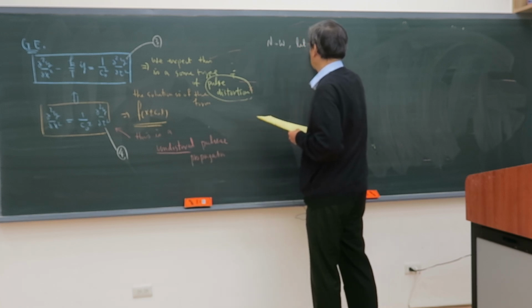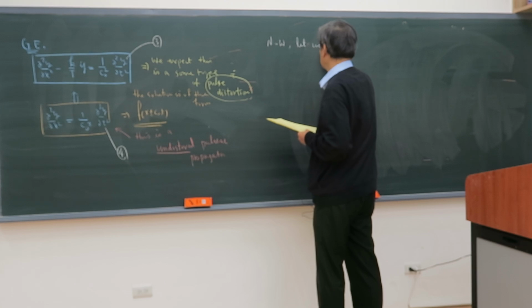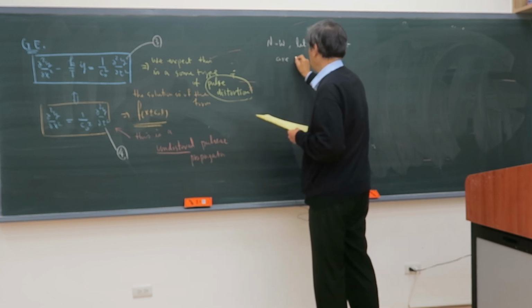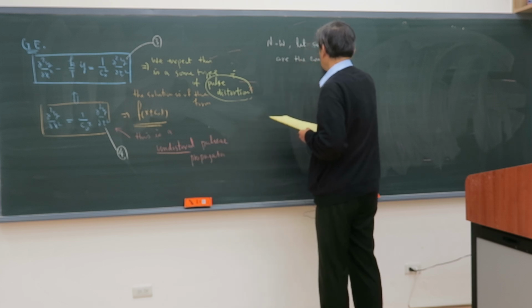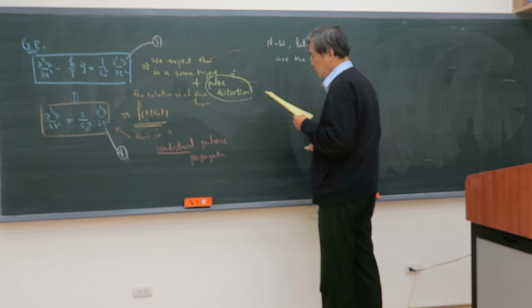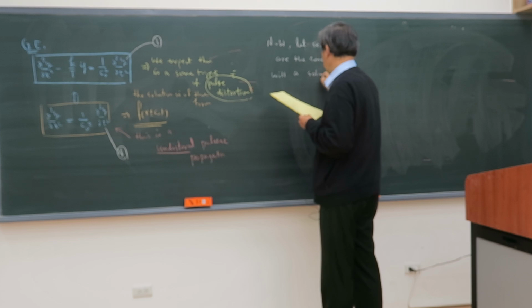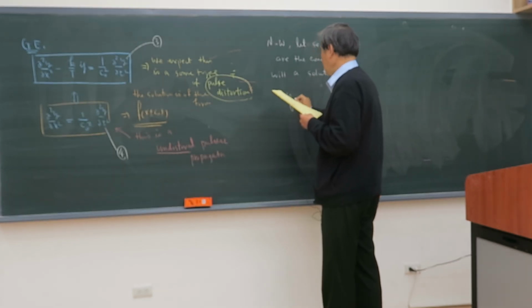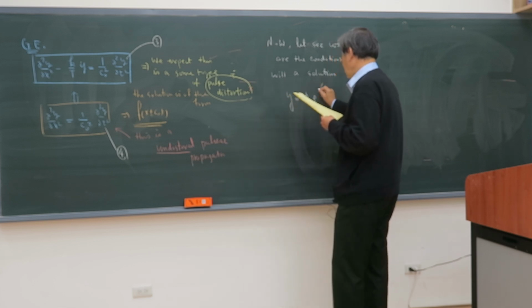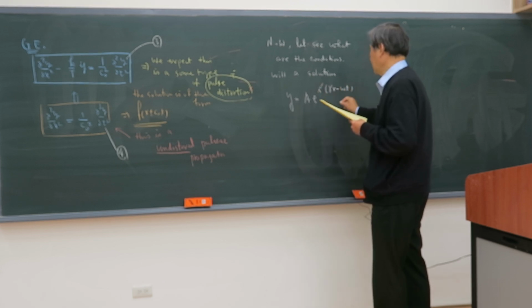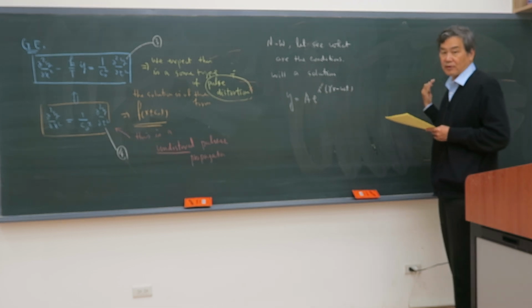Let's see what are the conditions where a solution y equal to A exponential i gamma x minus omega t. Okay, so this is a wave propagated in the positive direction, right?